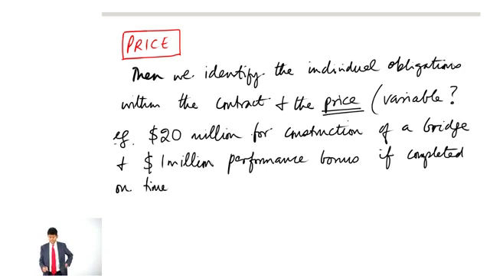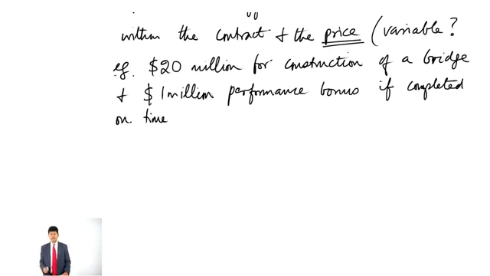The price, is it variable? 20 million for construction of a bridge and 1 million performance bonus if completed on time. Clearly, if the bridge isn't completed on time, there'll be huge public inconvenience. So to encourage you to finish on time, there's a 1 million bonus being added on. So that raises the question, what do you take? Do you take 20 or 21? And for that, you've got to make a judgment. The question will tell you that it's likely to be finished on time, in which case you take 21.